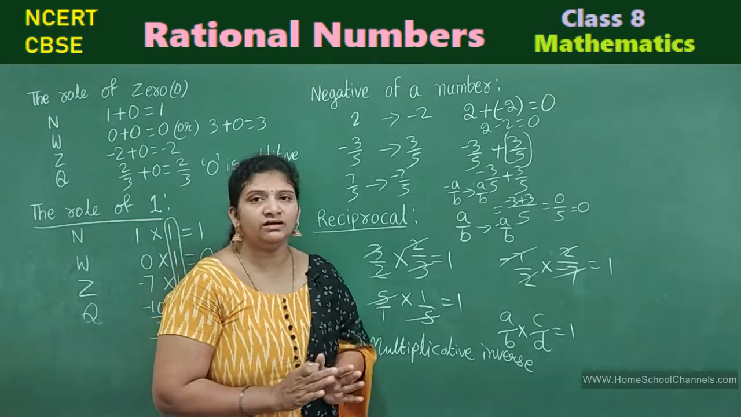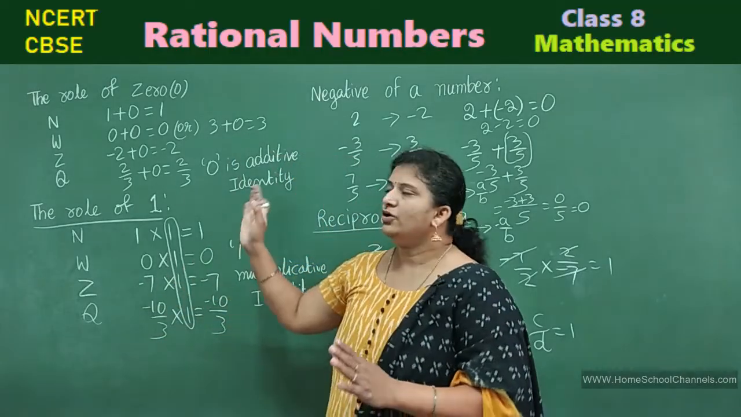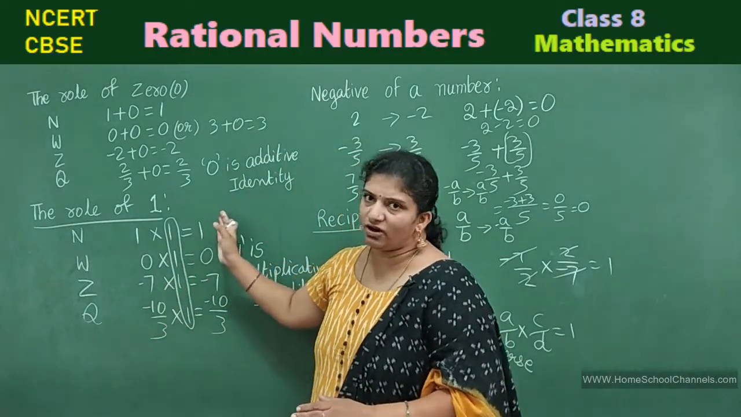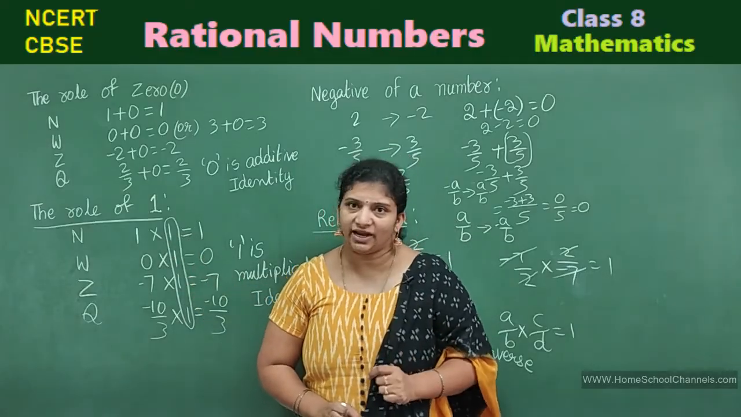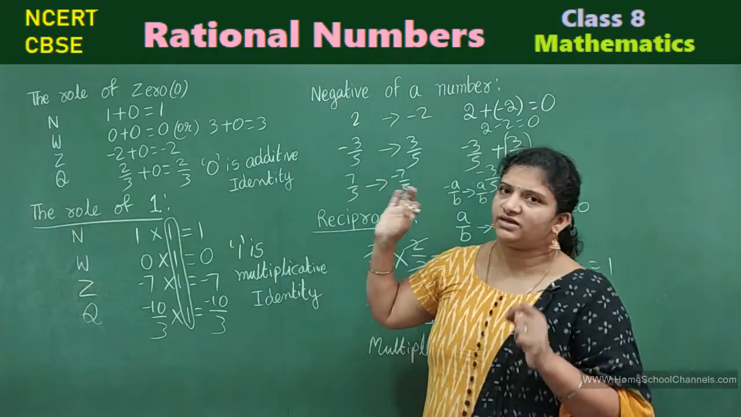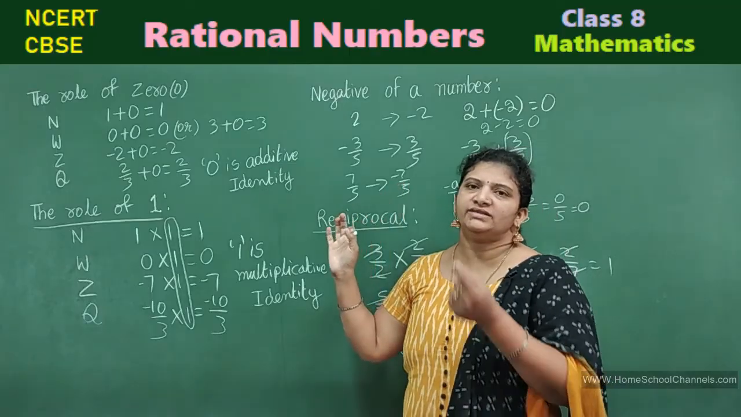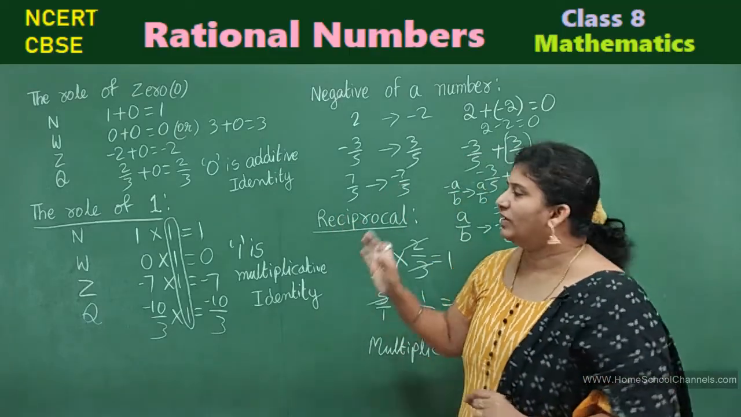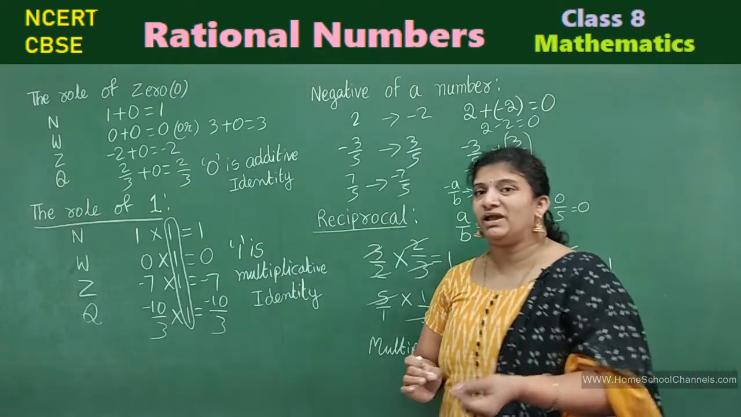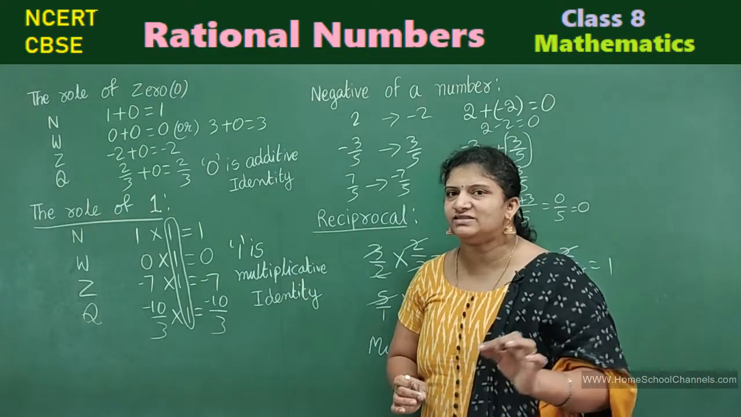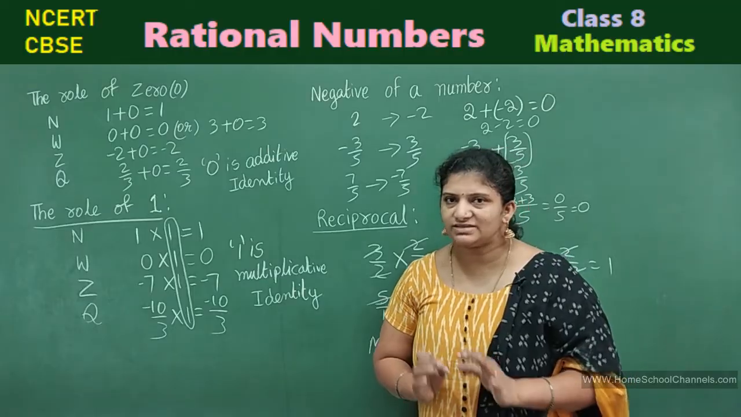Right? Is this clear? What we have seen here: the role of 0 is called the additive identity. The role of 1 is called the multiplicative identity. The negative of a number is the additive inverse to get sum equal to 0. And here the reciprocal is the multiplicative inverse; if you multiply, you get the answer 1. Okay, is this clear?